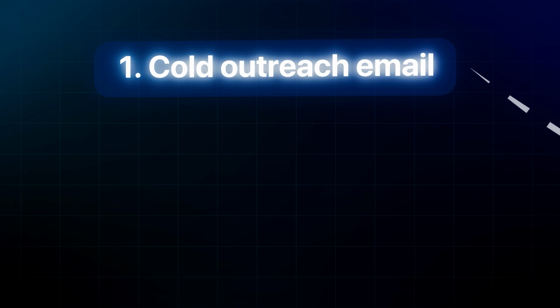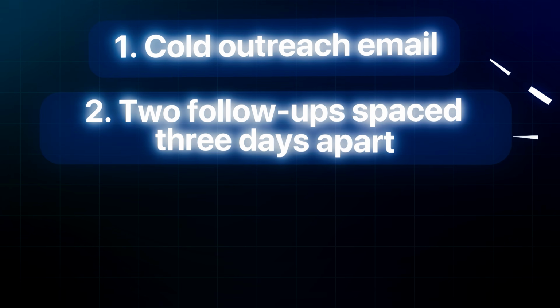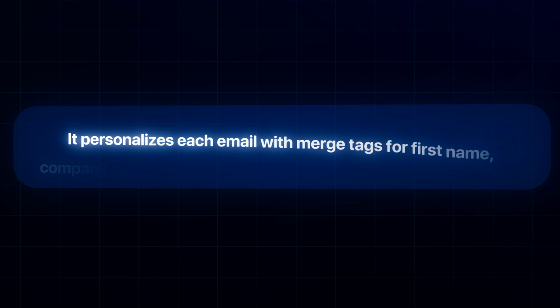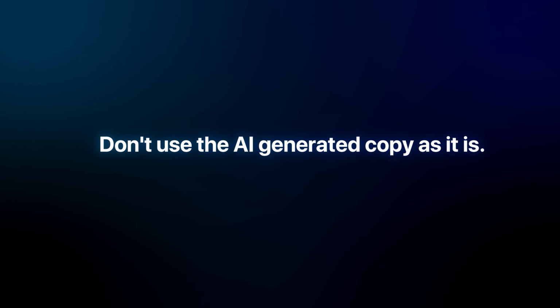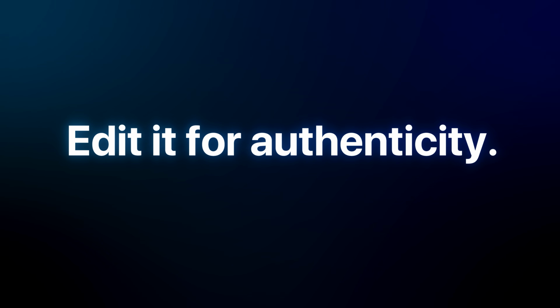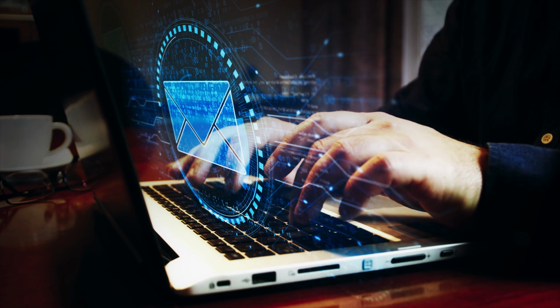Instantly AI generates a complete email sequence: a cold outreach email, 2 follow-ups spaced 3 days apart, and a breakup email. It personalizes each email with merge tags for first name, company name, time of day, industry, and recent company news. But here is the key, and this is why our campaigns hit 60% open rates while most people get 15%. Don't use the AI-generated copy as is. Edit it for authenticity. Make it sound human, make it sound like you.